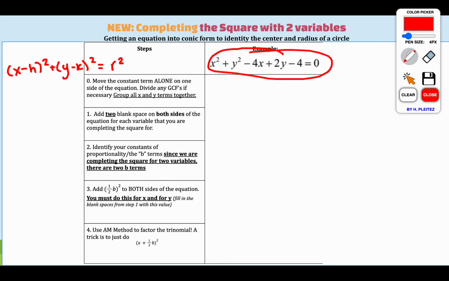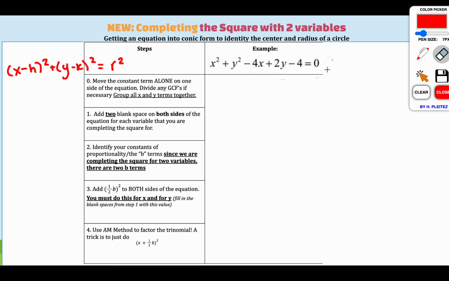So now the only difference here is that instead of completing the square with one variable, we need to complete the square with two variables, because now not only do we have x, but we have y as well that we need to complete the square for. So the steps aren't all that different. Step 0 says, move the constant term alone on one side of the equation, divide any GCFs if necessary. That's not changing. The only thing that we're adding is what I've underlined in this step. It says group all x and y terms together.